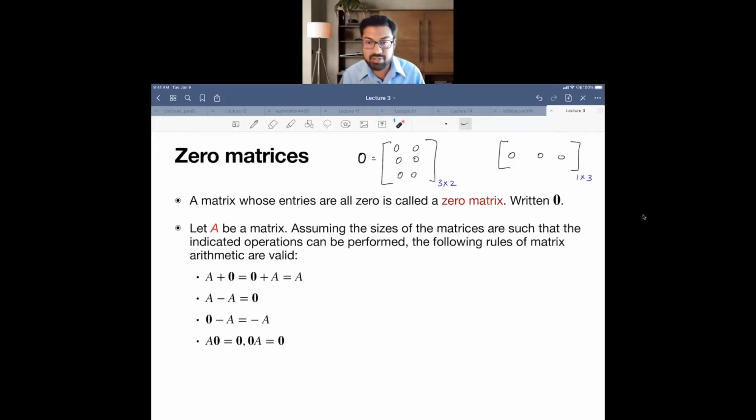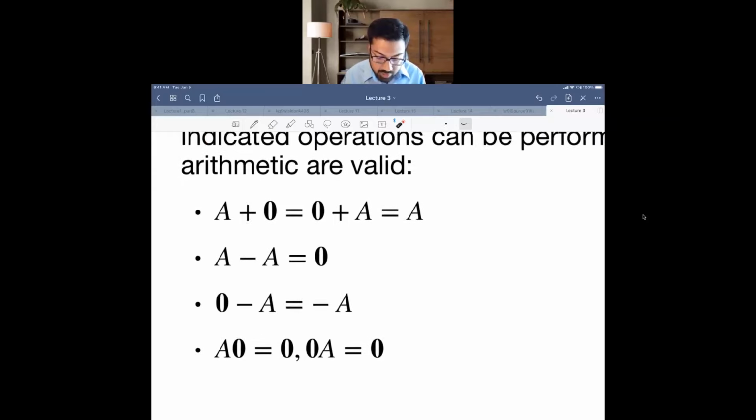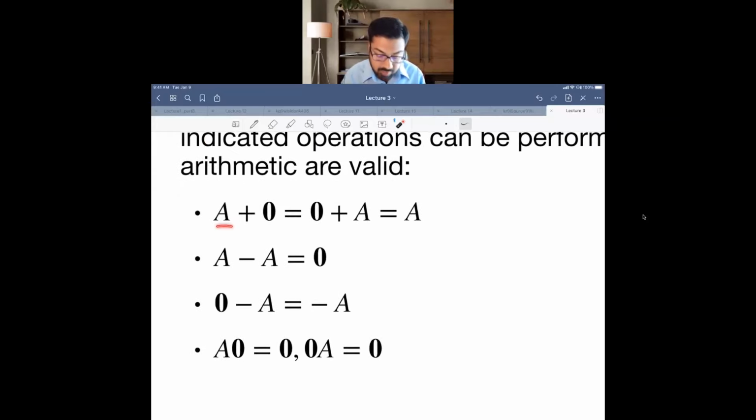Now let's take a look at some properties that are relevant to a matrix along with a zero matrix. So let A be a matrix here. In all these laws, we are using A as a matrix. And again, we make the same assumption that matrix sizes are such that the matrix arithmetic can be performed and the answer is defined. So let's take a look at what happens when you add a zero matrix to A. If you have a matrix A and the same size zero matrix, the result is 0 plus A, which is simply A, because all you're doing is adding a 0 to each element in matrix A, which is not going to change the value.